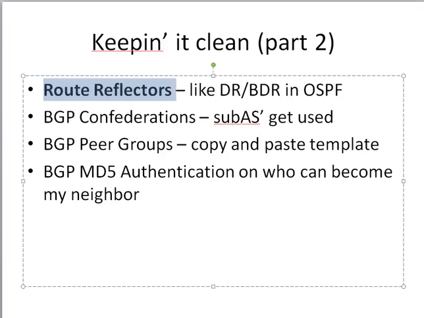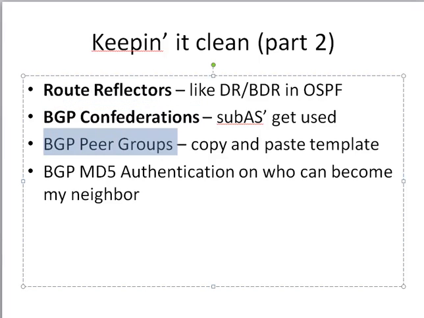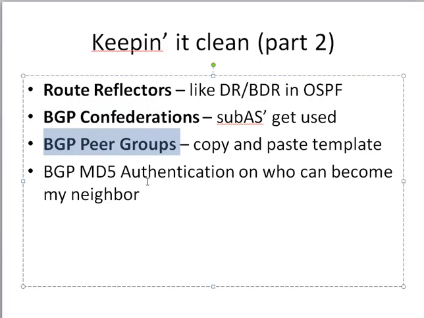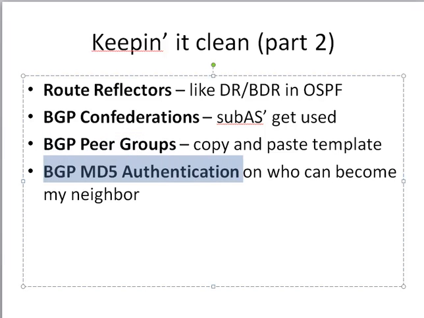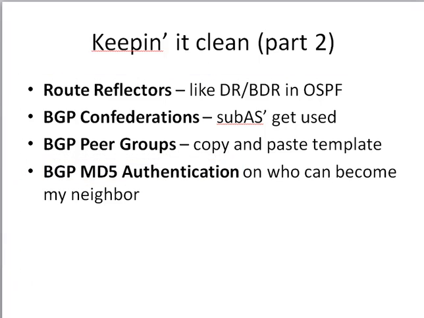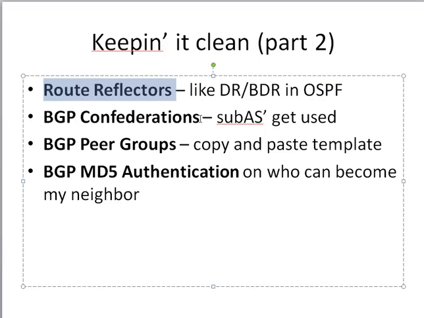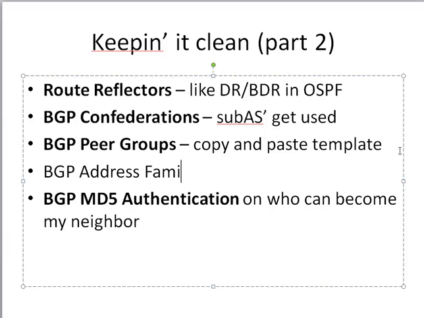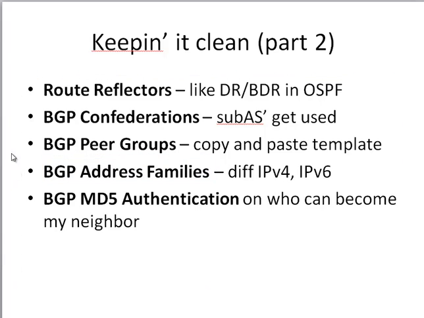Route reflectors. I don't know if anyone's taking their CCNP lately, or has taken the test lately, but I took mine a little while ago. They really don't talk too deeply about some of these things. They do mention route reflectors and confederations. Peer groups, not really. And one thing I didn't put in here is address families. This is when you're running different protocols, so let's say IPv4 and IPv6. From what I've seen in the field, that's the most popular way to use address families.